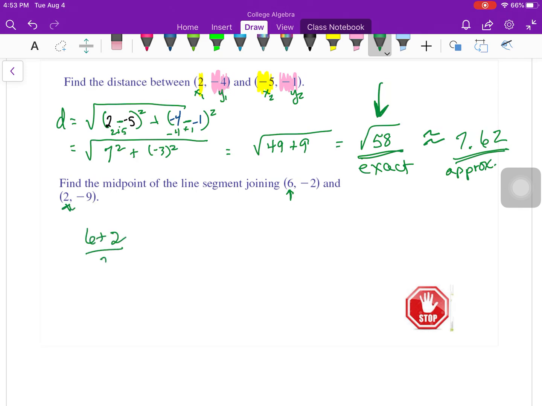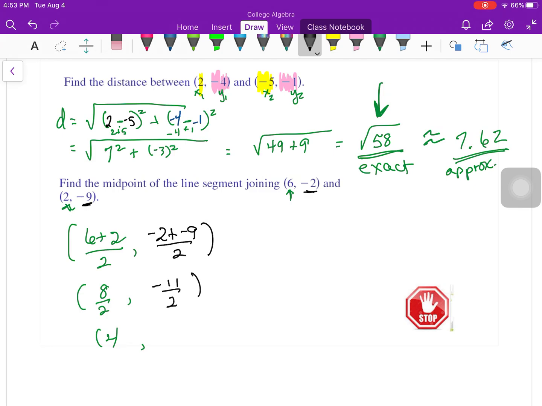Now, midpoint means middle. So I'm going to average up my x's, which are 6 and 2. Add them up, divide by 2. That's 8 divided by 2. That gives me 4. So it gives me an x value of 4. Then I'm going to do the same with my y's, a -2 and a -9. That gives me -11/2. I can leave it improper as -11/2, or since it divides evenly, I could say -5.5.